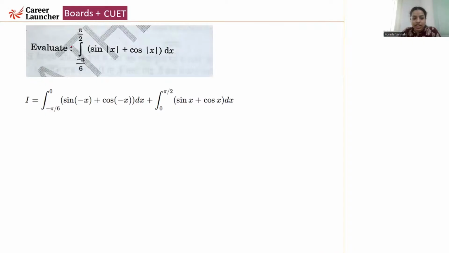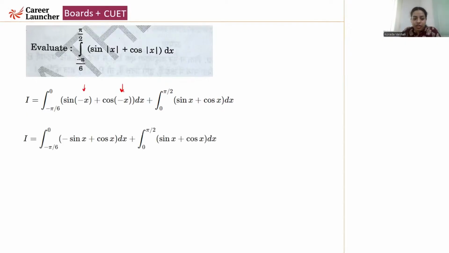So let's look at the next question. This next question is again definite integral. तो इसमें हमें interval given है -5 by 6 to pi by 2. So I'm going to split these two, and accordingly we will adjust the signs of mod, and this is what you are going to get.